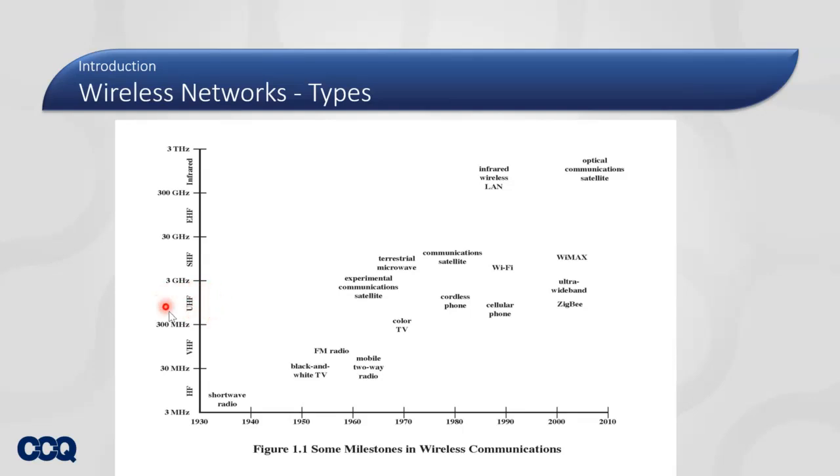Basically, Wi-Fi has three frequencies: 2.4 gigahertz, 5 gigahertz, and the new one is 6 gigahertz. We have 2.4 gigahertz, 5 gigahertz, and 6 gigahertz. So 2.4, 5, and also 6, they are all used for wireless.